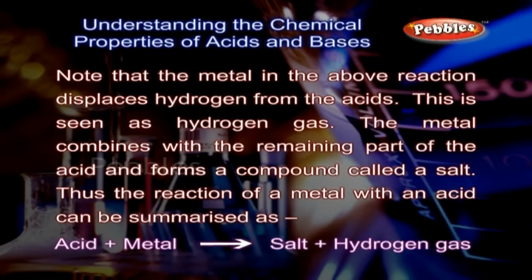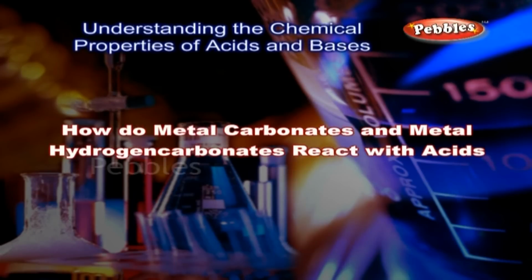Note that the metal in the above reactions displaces hydrogen from the acids. This is seen as hydrogen gas. The metal combines with the remaining part of the acid and forms a compound called a salt. Thus, the reaction of a metal with an acid can be summarized as acid plus metal gives salt plus hydrogen gas. How do metal carbonates and metal hydrogen carbonates react with acids?